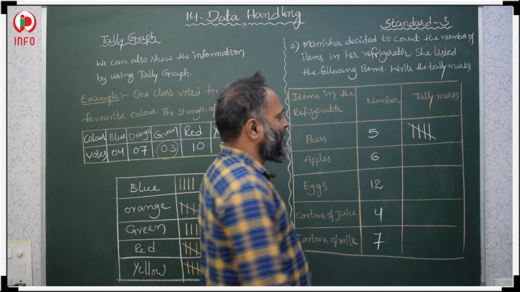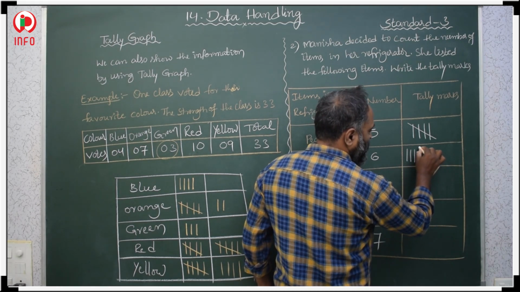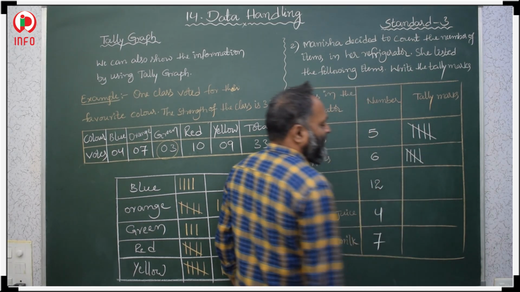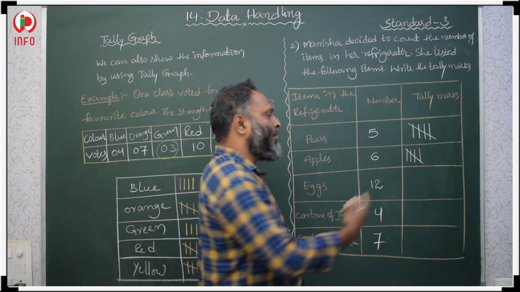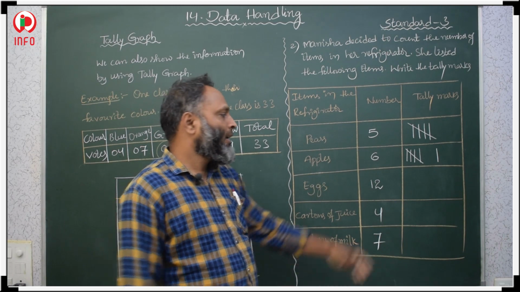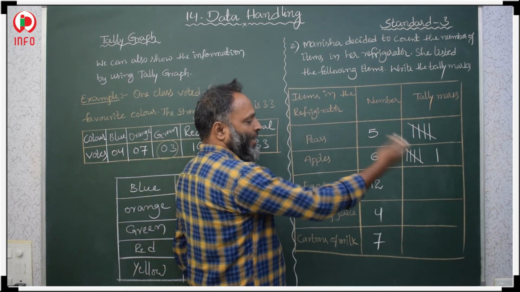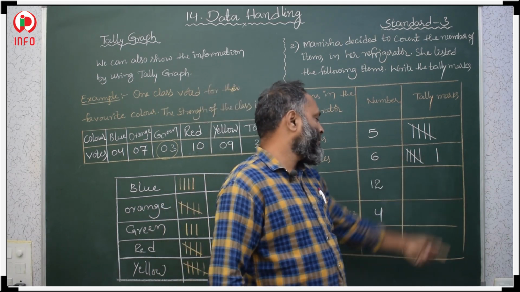Then 6 means first we make a 5 lines group, 1, 2, 3, 4 and 5. 5 lines over and one more line we should take, 6. Keep some gap and draw 1 more line. So after that, this is the second group. The first group is over and this is the second group.